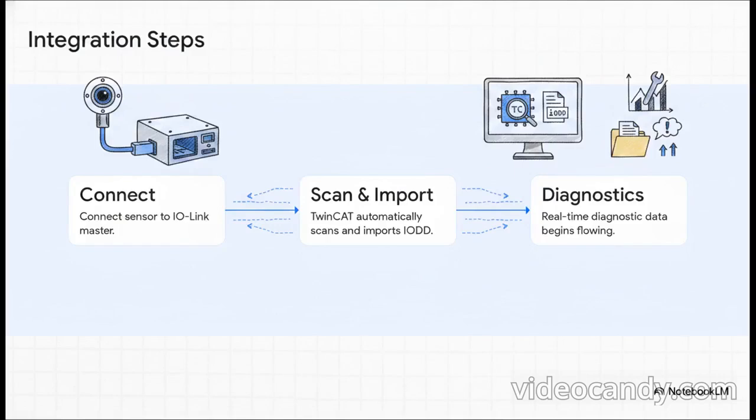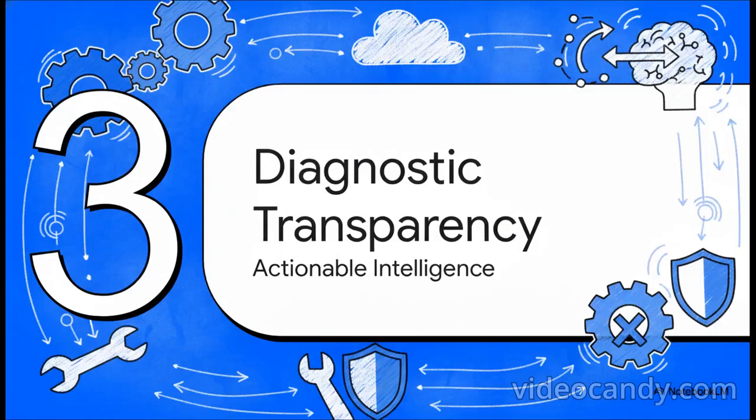Look at this. Step 1, you simply connect your IO-Link sensor to the master port. Step 2, the TwinCAT software automatically does a device scan to find the sensor and imports its IOD. That's the IO device description, which contains all the parameters, diagnostic data, and vendor info. Step 3, bidirectional real-time diagnostic data instantly starts flowing. It is essentially plug-and-play industrial intelligence.